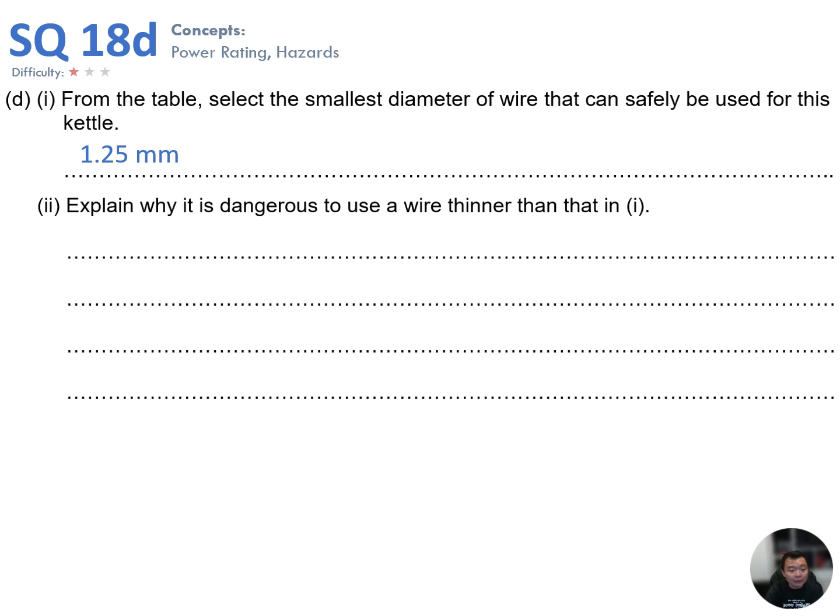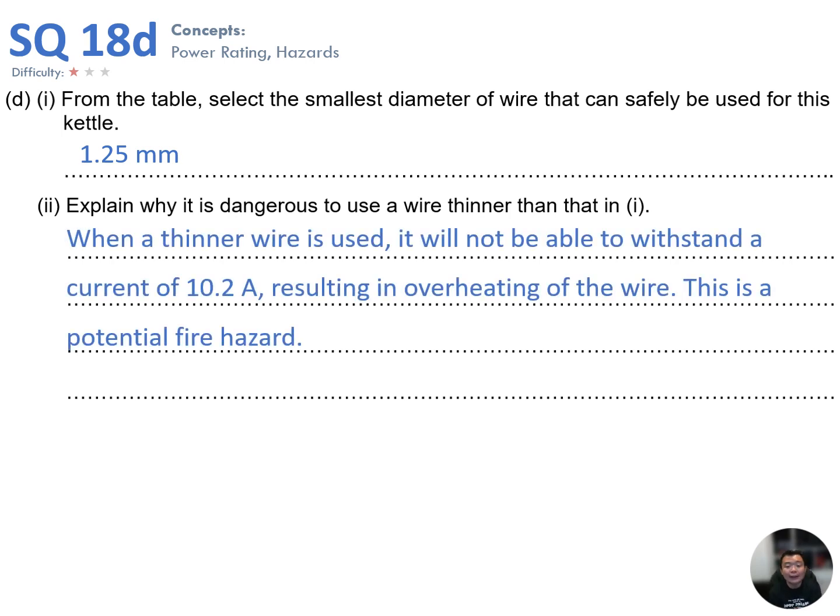Now in part 2, why is it dangerous to use a thinner wire than our calculated value? Because a thinner wire will burn more easily, so it might not be able to withstand the current. The higher the current, the higher the heating effect, and if the wire can't withstand it, it will burn, causing a fire.